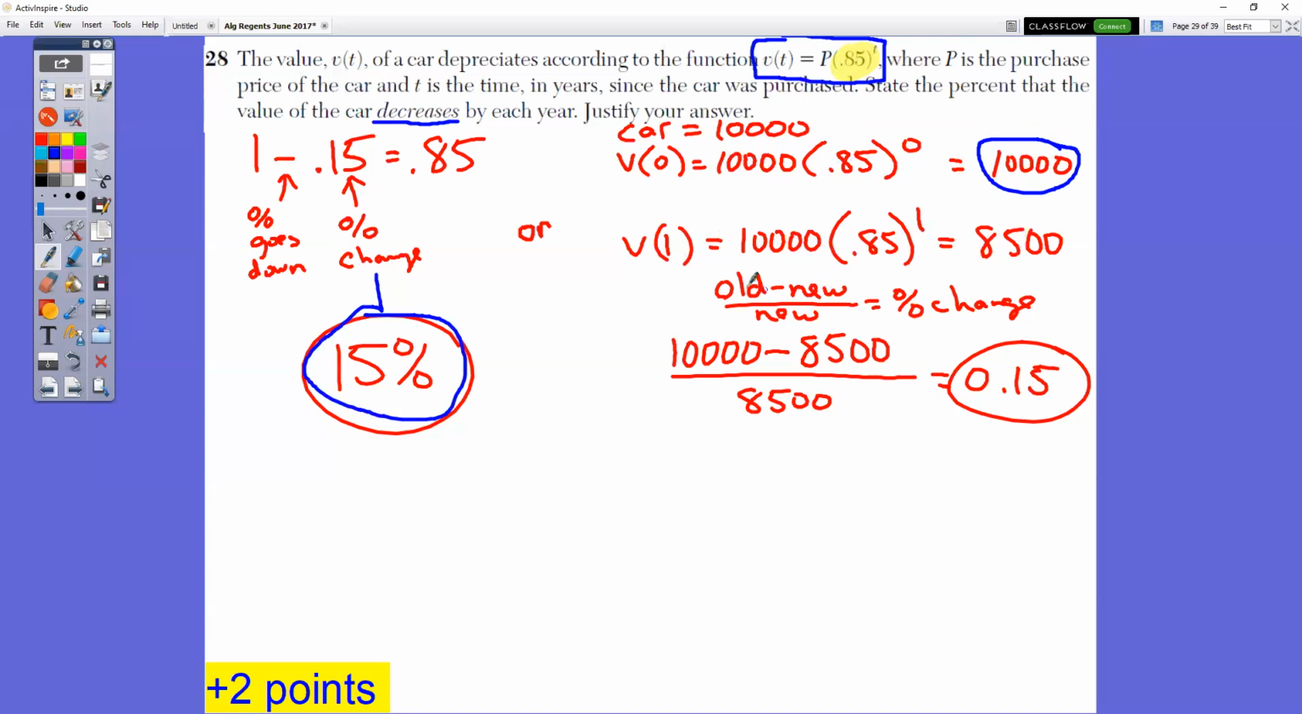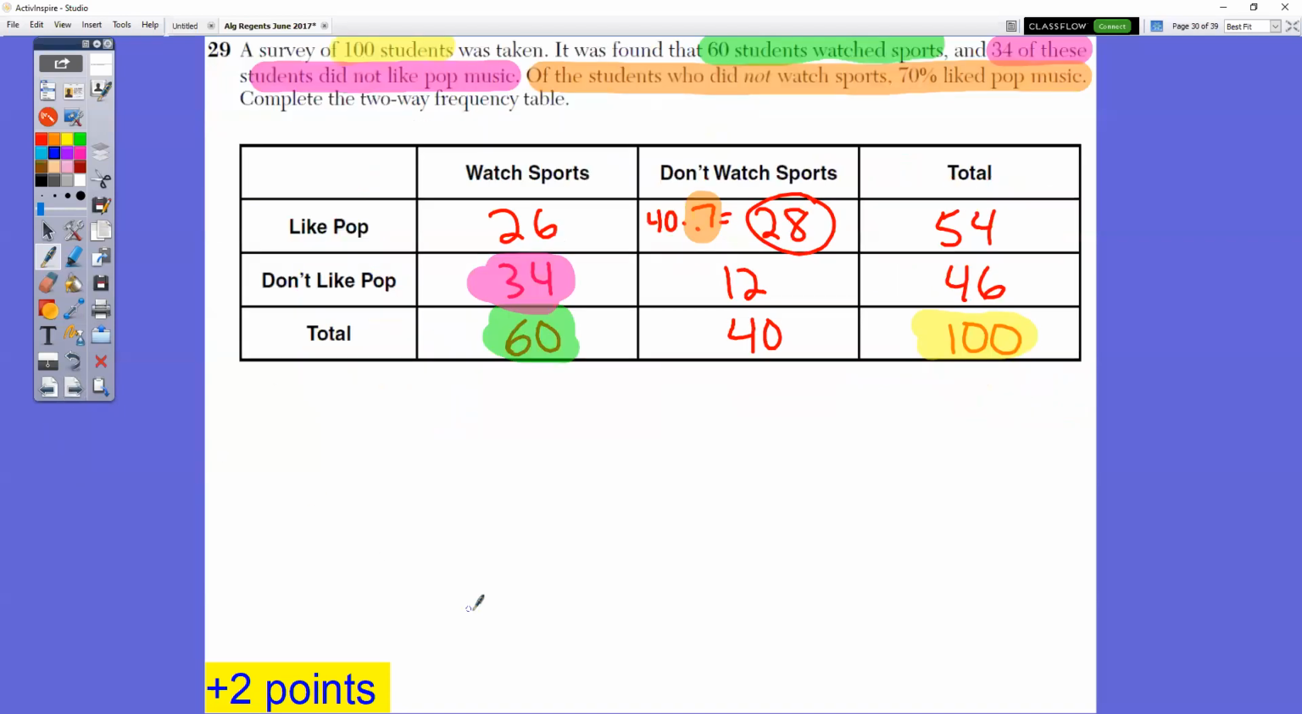How do you find the percent of change? The old minus the new divided by the old equals your percent of change. Or you could do the big number minus the small number divided by the original number. So that gives you 0.15, which is your percent of change. This is the easiest way to do it: 1 minus the 0.85, or 1 minus the 0.15 to give you 0.85. That's the easiest way to do it.